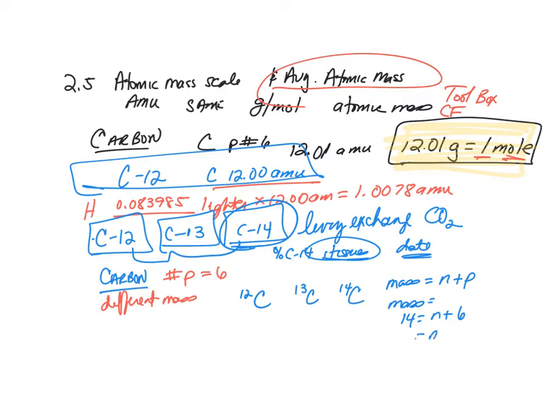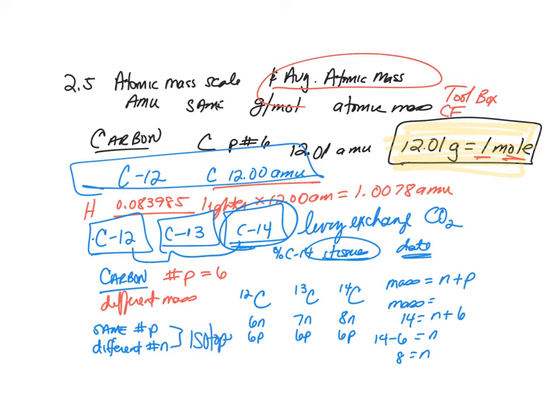And so here, 14 minus 6 is 8. So this has 8 neutrons, 6 protons. This would have 7 neutrons, 6 protons. This would have 6 neutrons and 6 protons. And if they have the same number of protons, but a different number of neutrons, hence a different mass, these are called isotopes.